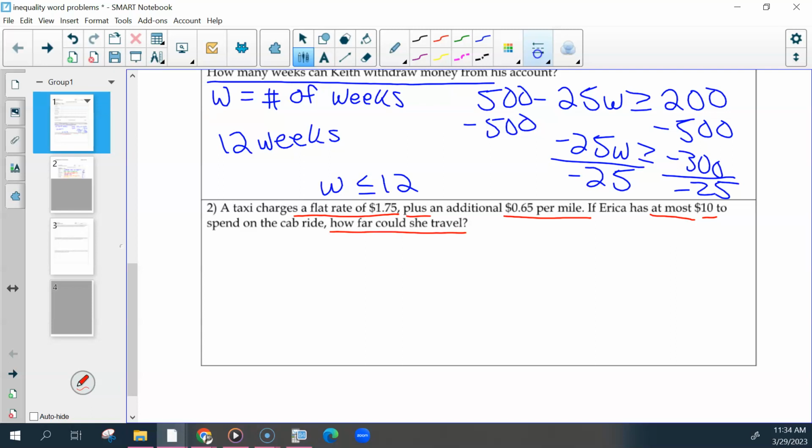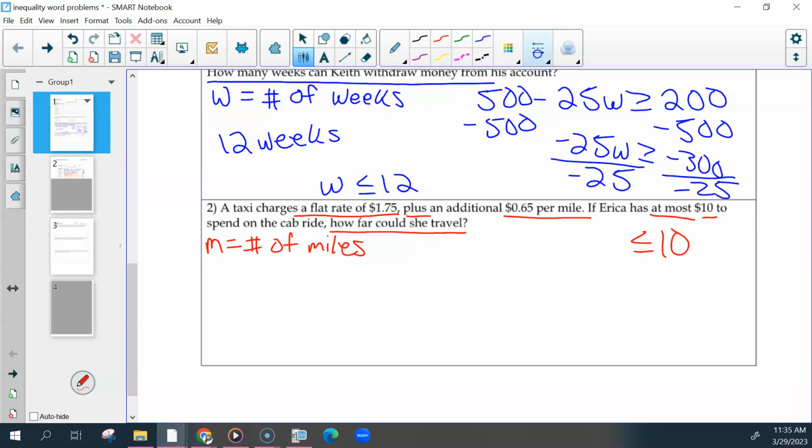So let's call how far she could travel in miles, the number of miles. Our total here would be 10. She can't spend more than what she has, so 10. And then our symbol for at most would be what? Less than or equal to. So that means our inequality that we come up with has to be less than or equal to 10.